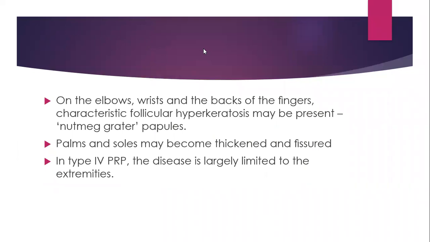On the elbow, wrist, and back of the fingers, characteristic follicular hyperkeratosis is present, which is also called the nutmeg grater papules. Palms and soles become thicker and fissured, just like psoriasis, but the hyperkeratosis in PRP is slightly more than that which is seen in psoriasis. In type 4 PRP, the disease is mainly limited to the extremities, the atypical form.